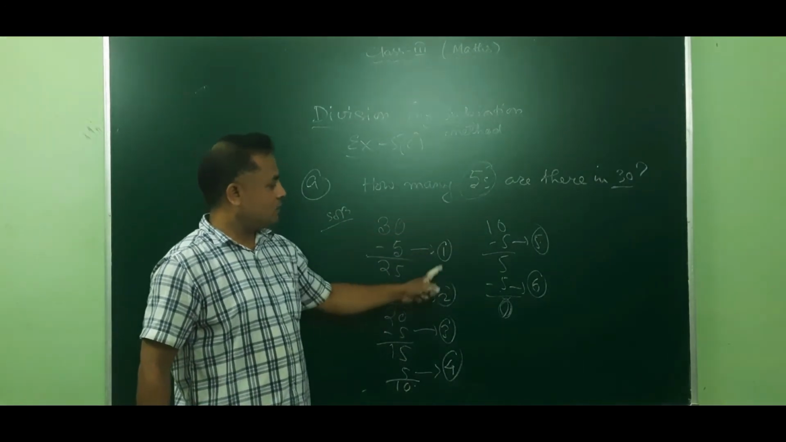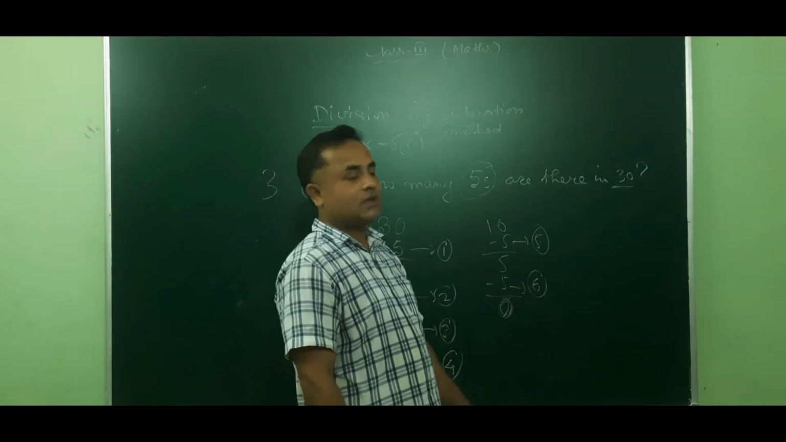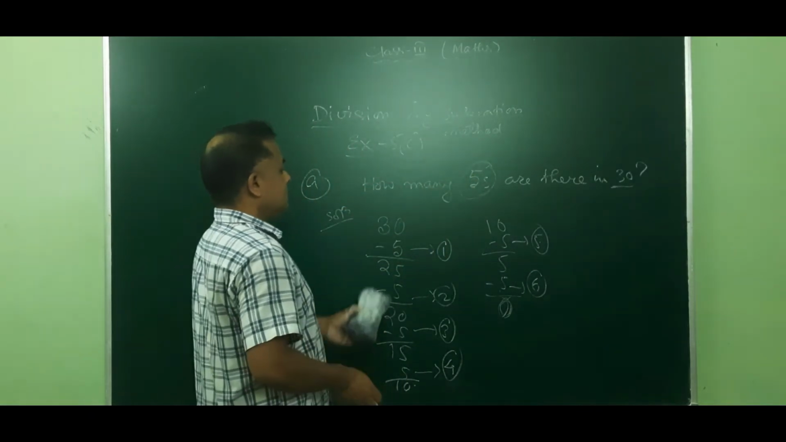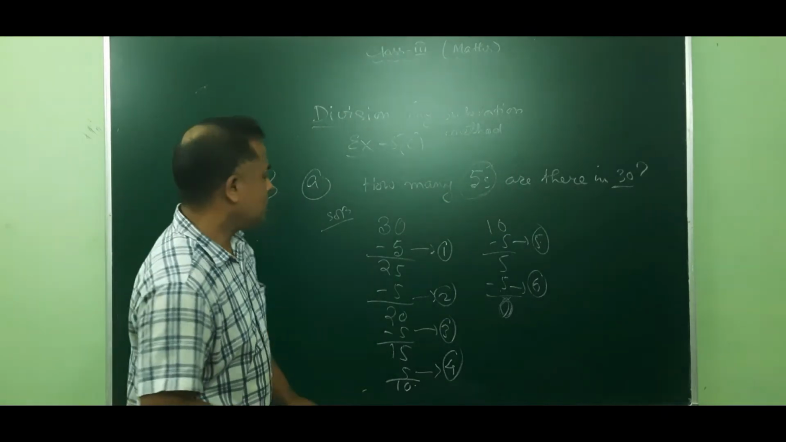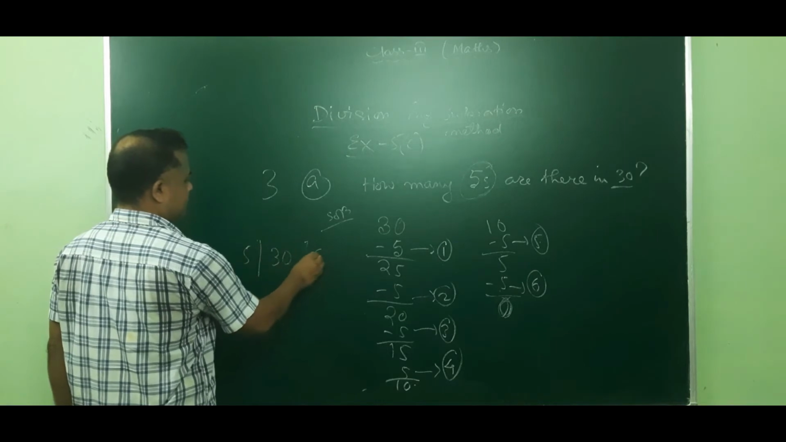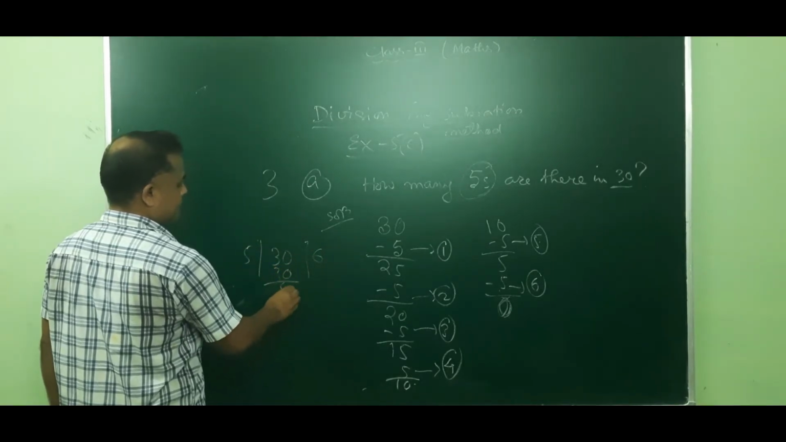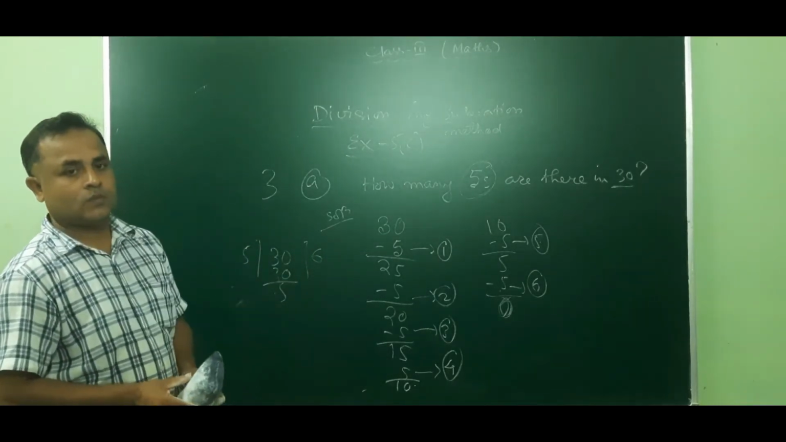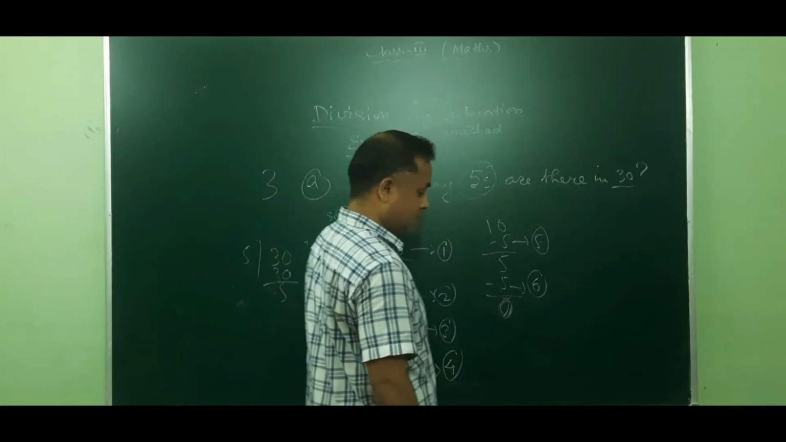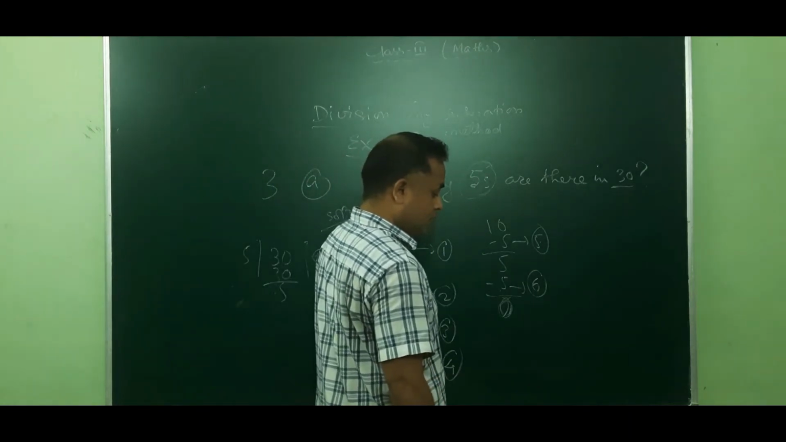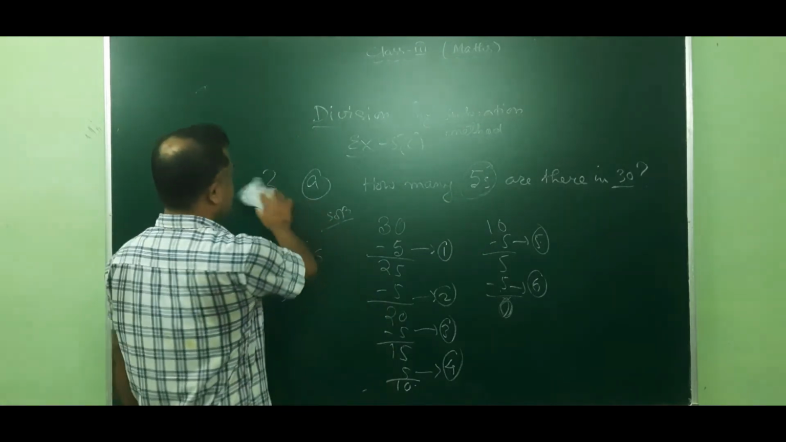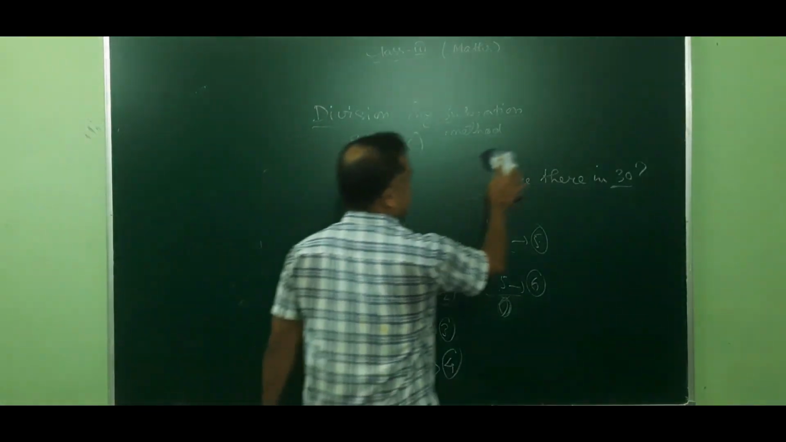Six 5s are there: 1, 2, 3, 4, 5, 6. Six 5s are there in 30. This is the subtraction method. In a short way, we can see it by the division method: 30 divided by 5, 6 times. Similarly, in this way, we can do B, C, and D. And question number 4 also, you can try it. Same everything.